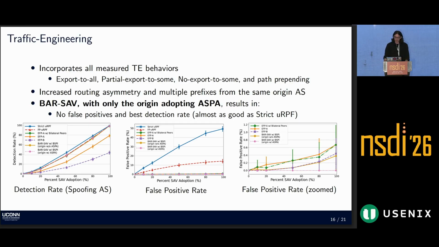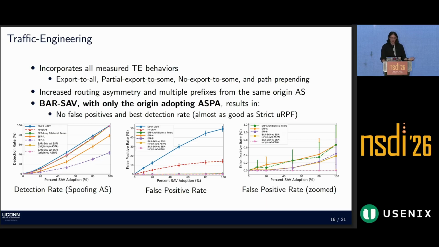Looking at the detection rate first this time, you don't notice much, if any, difference from the previous results. And this is just because of, one, the attacker model does not change throughout these simulations. And two, traffic engineering methods deployed by the Origin simply don't have a strong effect on the attacker's success rate. As for the false positive rate, you'll notice much more of a change. Strict URPF has increased false positive rate. Feasible path has increased false positive rate.